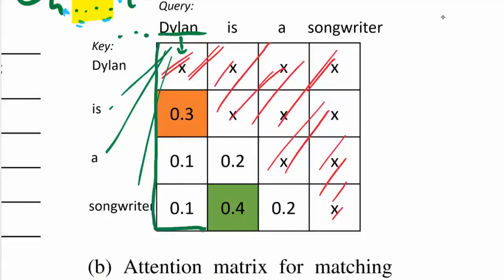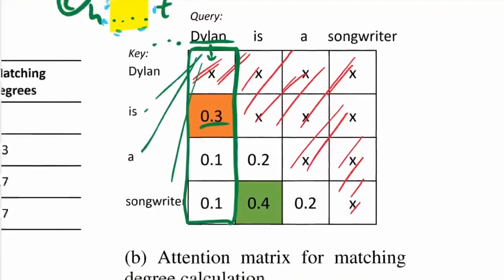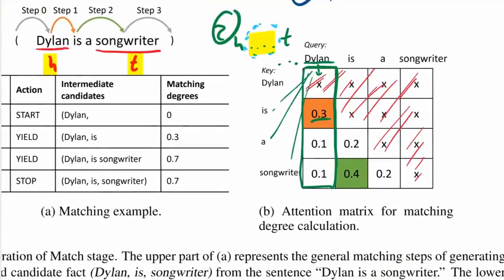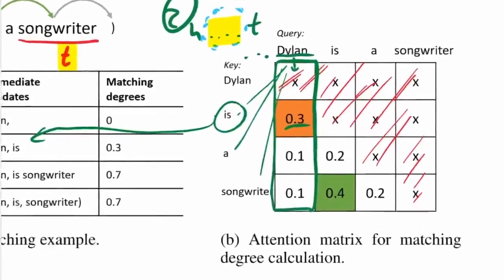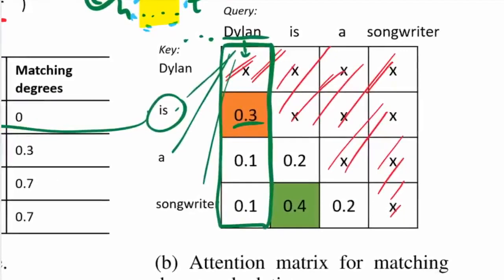Look at the attention column of the token Dylan. I take the highest scoring one. That's 0.3 here, is higher. Okay, then I go to 0.3, and that means "is" gets into my candidate fact. And once I put "is" into my candidate fact, I then go to "is".